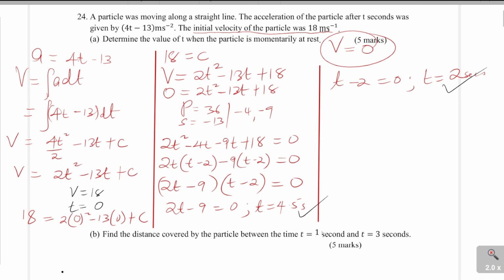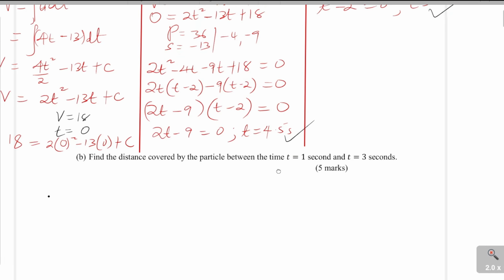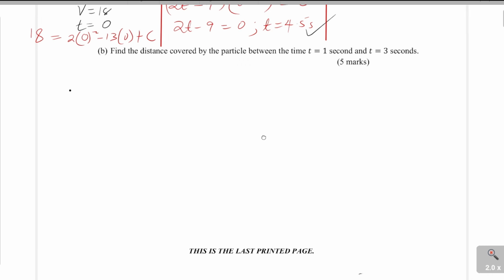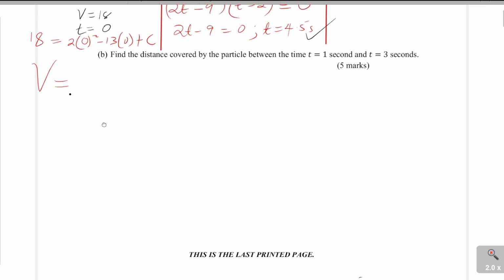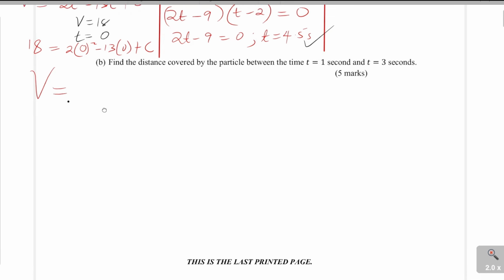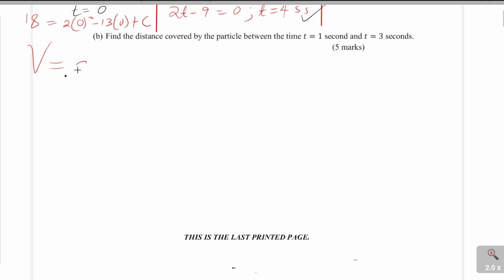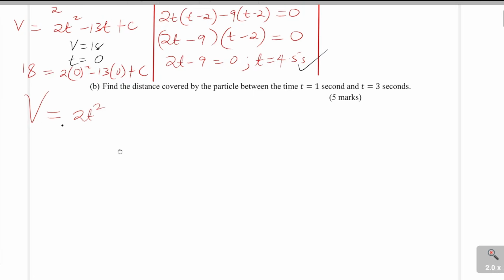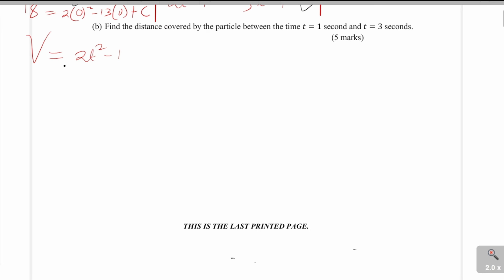Part B. Find the distance covered by the particle between time t is equal to 1 second and t is equal to 3 seconds. So that is what you're supposed to find. The distance. Again, how do you get the distance? Now looking at what we have already expressed, we have velocity as 2t squared minus 13t plus 18.